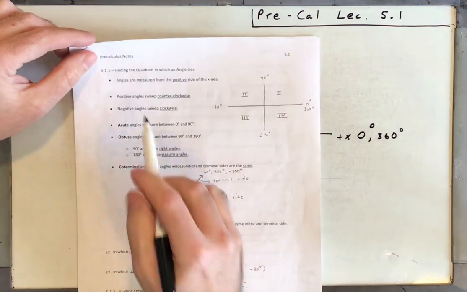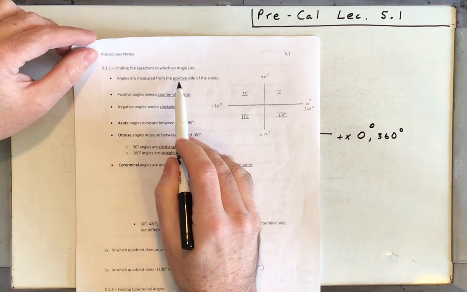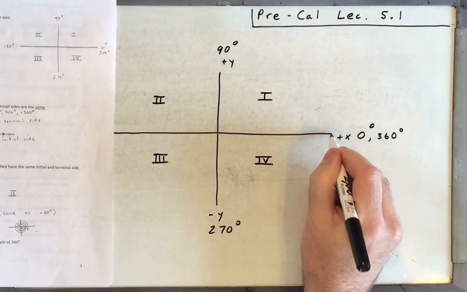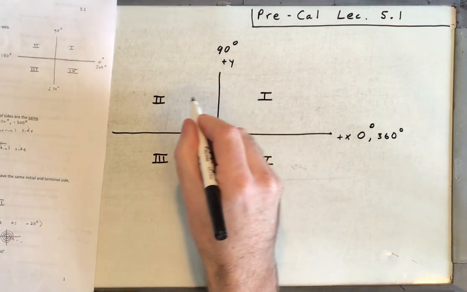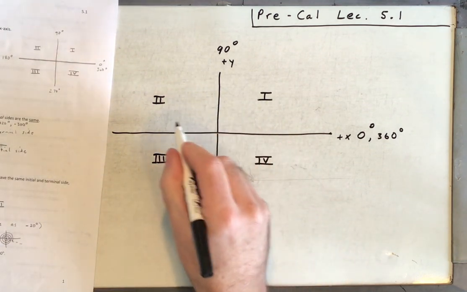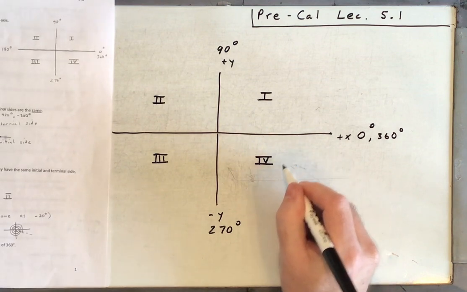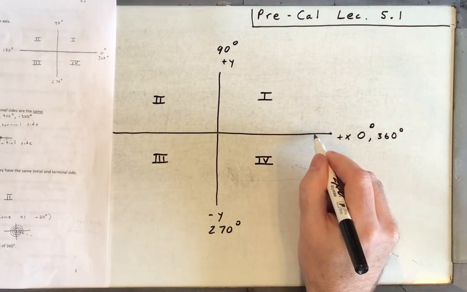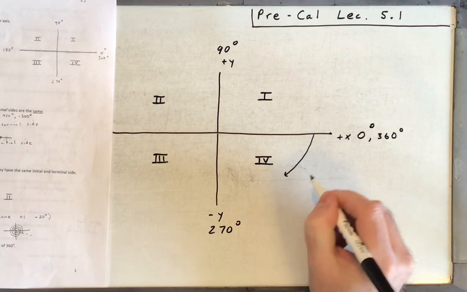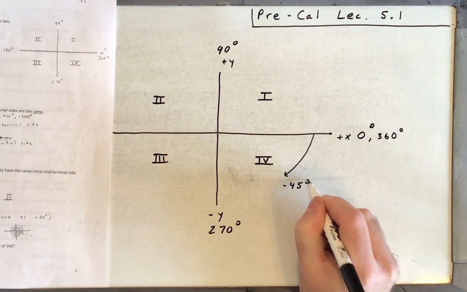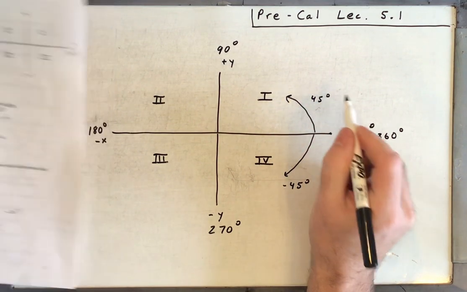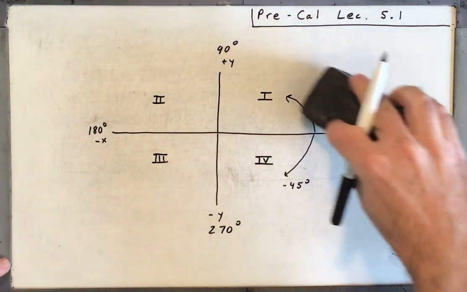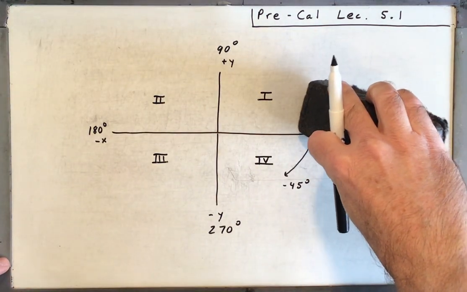All right, so positive angles are measured from the positive side of the x-axis, so they're always measured from this x-axis. Positive angles sweep counterclockwise, so we're sweeping counterclockwise this way, positive angles. Negative angles sweep clockwise, all right? So if we were to go this way to about right there, that'd be like a negative 45 degree angle. If we go this way to about right there, that'd be a positive 45 degree angle. You don't have to draw that. That's just for illustrative purposes.